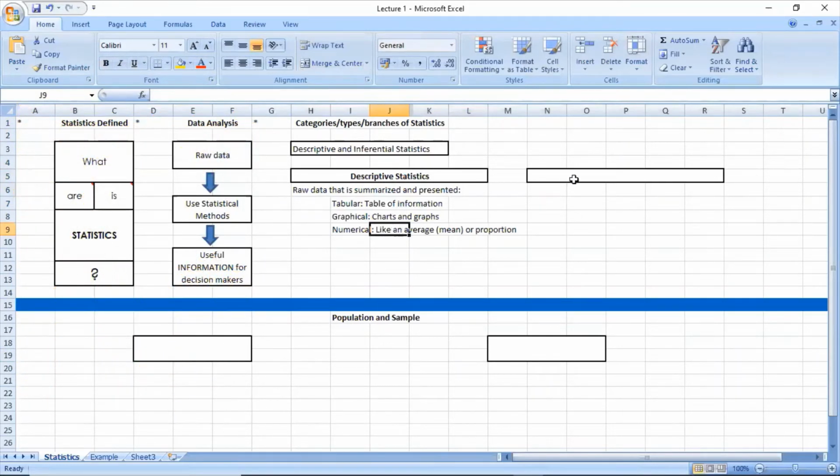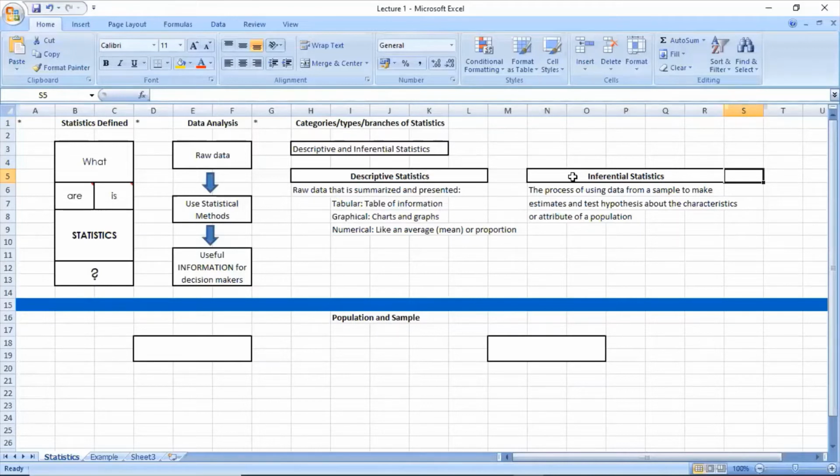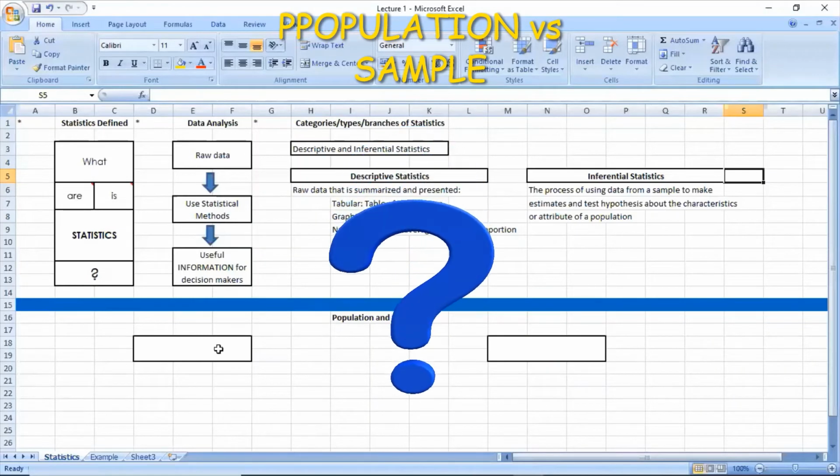Now, what is inferential statistics? In inferential statistics, the process here is to use the data from a sample to make estimates and test hypotheses about characteristics or attributes of a population. So we have to define first what is a sample and what is a population. Okay, so what is a population?